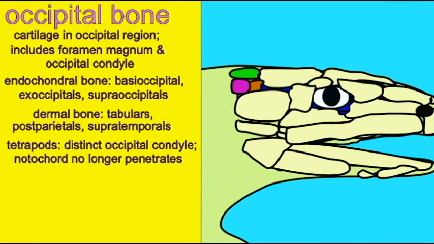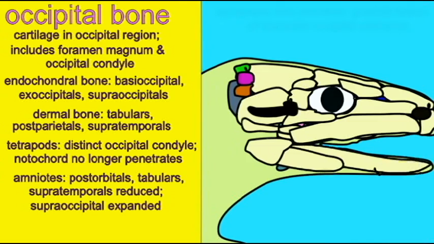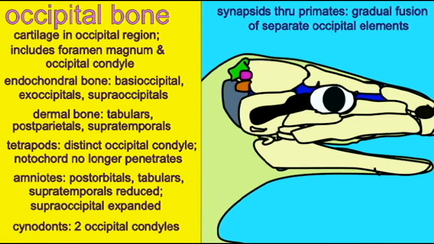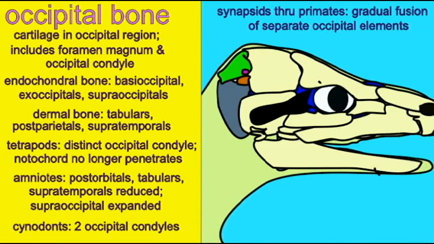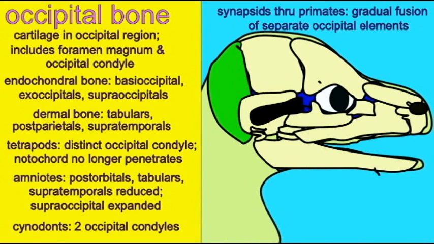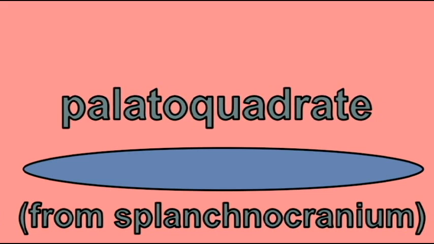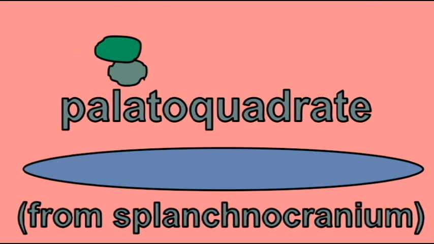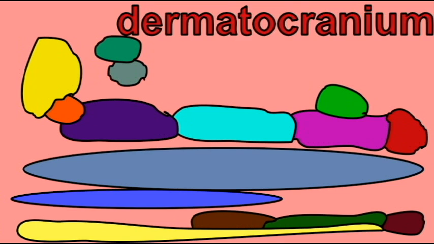By the evolution of the tetrapods, the notochord no longer entered the skull and there was a distinct occipital condyle. By amniotes, a number of the dermal bones had been reduced and the supraoccipital expanded. The mammal-like reptiles evolved a pair of occipital condyles, and in the synapsid reptiles, through the early mammals and through the early primates, there was a gradual fusion of these various occipital elements.